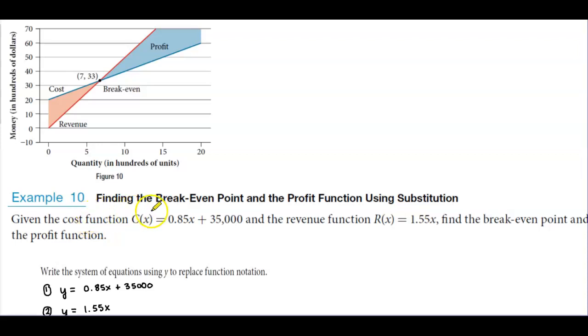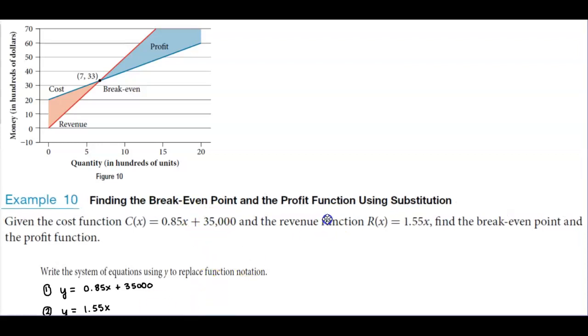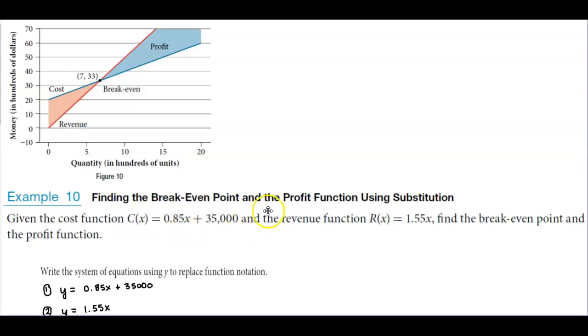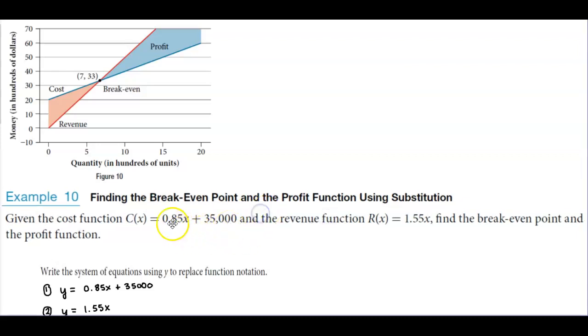Okay, in example number 10, we want to find a break-even point and the profit function using substitution. So the question for example number 10, the break-even point is the following. We're looking for the break-even point, and the break-even point is where they intersect. So what we're doing is we're looking for the solution to the system of equations.